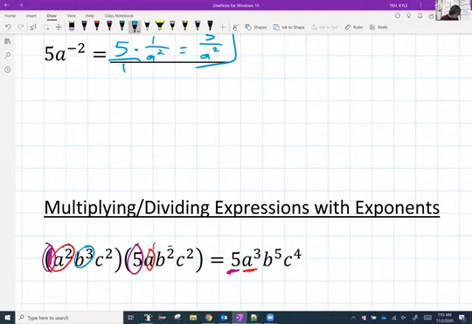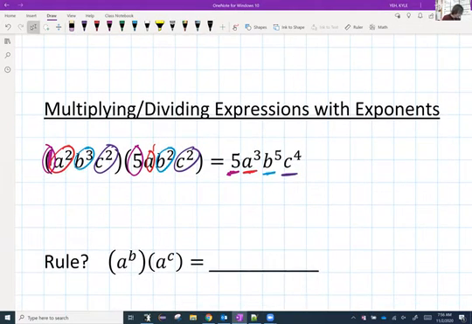B cubed times B squared, if you add the exponents, 3 plus 2, we get B to the 5th. And then C squared times C squared, we add those exponents, C to the 4th. So notice we are adding the exponents of each variable as it's multiplied by that same variable in the other expression. So the general rule here: A to the bth power times A to the cth power is going to be A to the B plus C. We add exponents when we are multiplying two expressions with the same base.